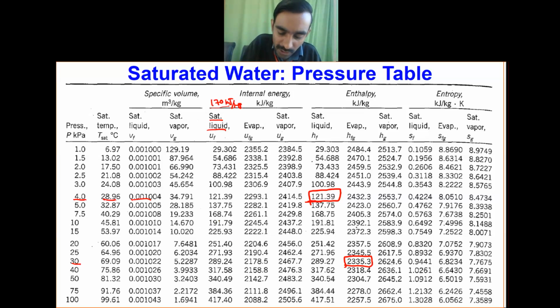If you go to the saturated liquid internal energy, you will not find the value 170. So what we have to do is take 168.74 and 191.79, and say I have to determine the saturation pressure. First I will find the saturation pressure corresponding to 168.74, which is 7.5 kilopascal. Then I will determine it corresponding to 191, which is 10, and after that I have to employ interpolation by considering the linear relationship between the property parameters between the two points.